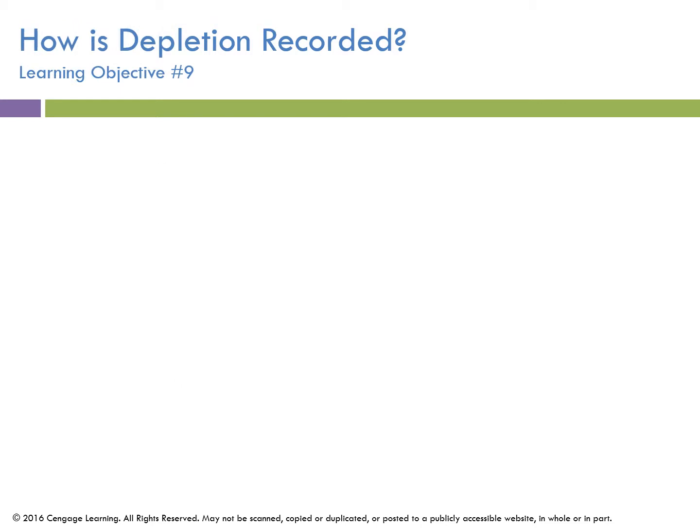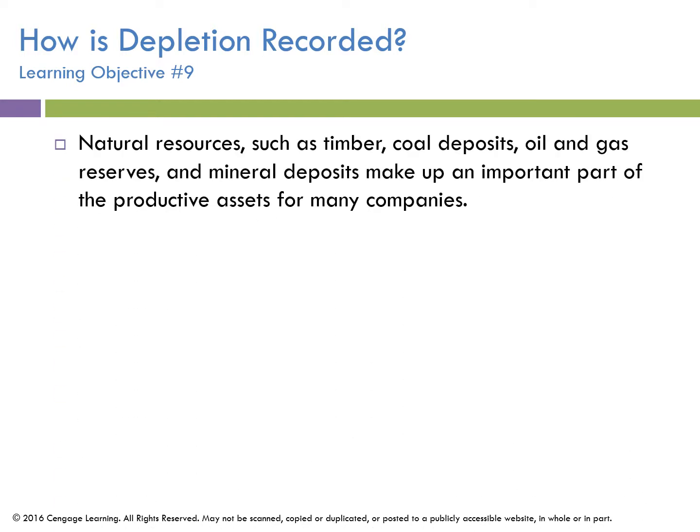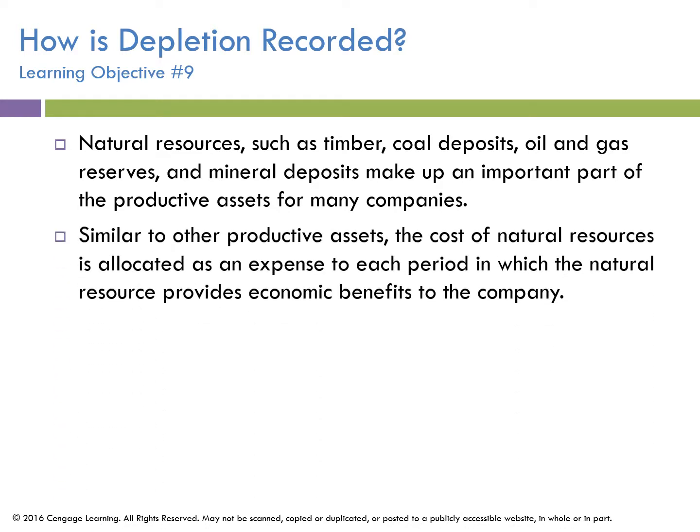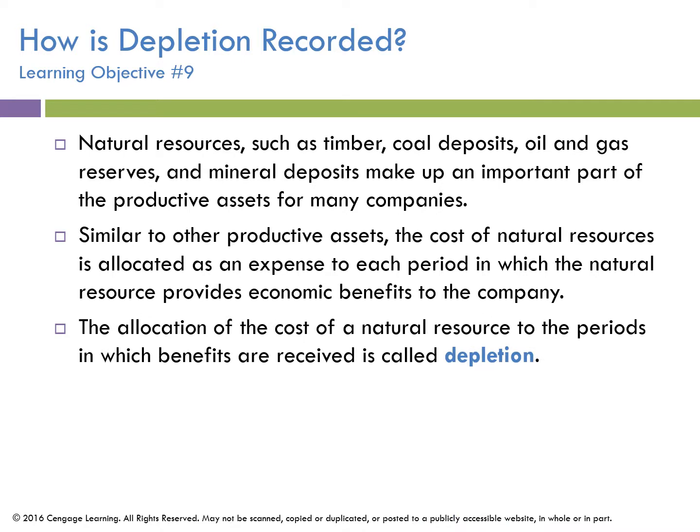Okay. I'm not really going to go into depletion. We don't have any assignments related to it, I don't believe. It's very similar to straight line depreciation. It's just that it's dealing with natural resources: timber, coal deposits, oil and gas. When an asset is purchased for natural resource purposes, it is identified as an asset. And then as it's excavated, it is depleted or expensed. So it's the allocation of the cost of a natural resource to the periods in which benefits are received.